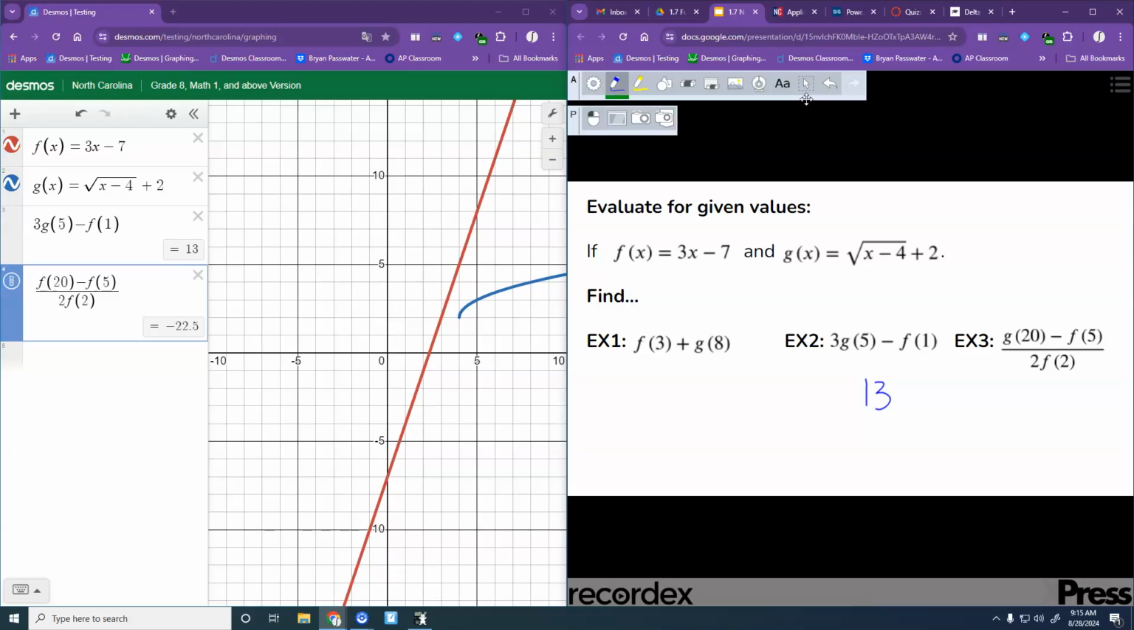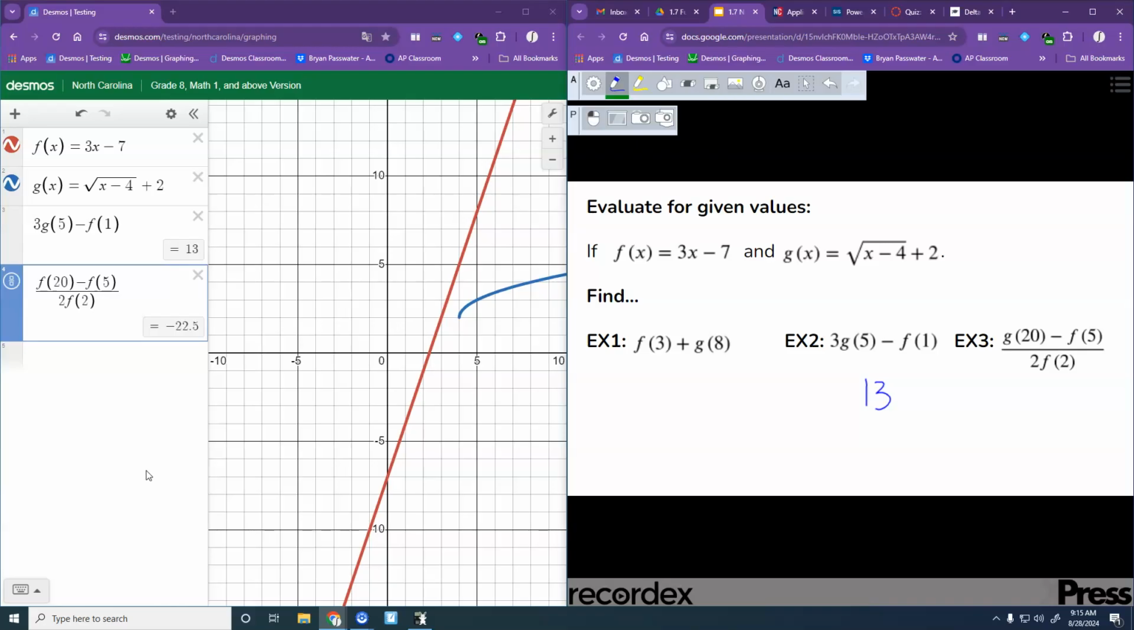Okay. All right, what are we getting? What's the answer? 13 was for example 2. What are we getting for 3? 1? Oh, I did it wrong. I got negative 22.5, but that is wrong. Look at mine up here if you can see it well enough. What did I do wrong?